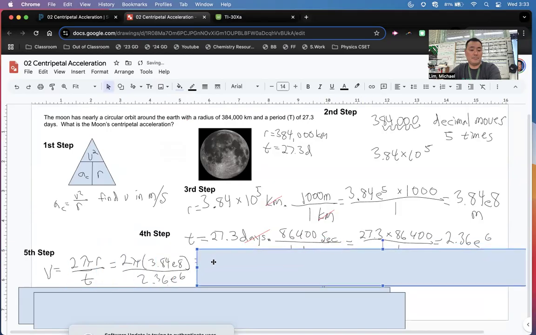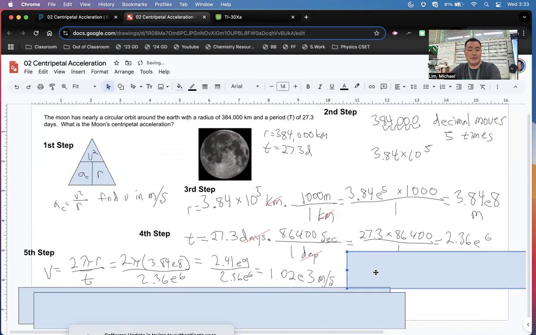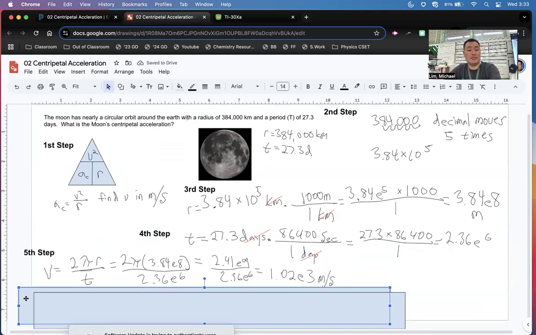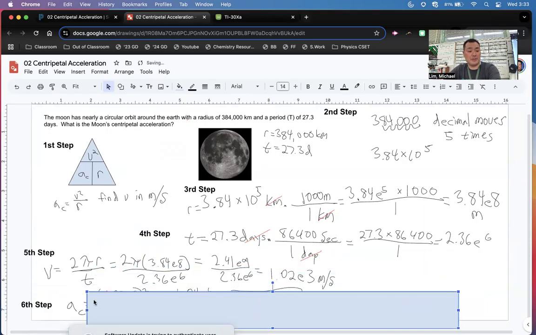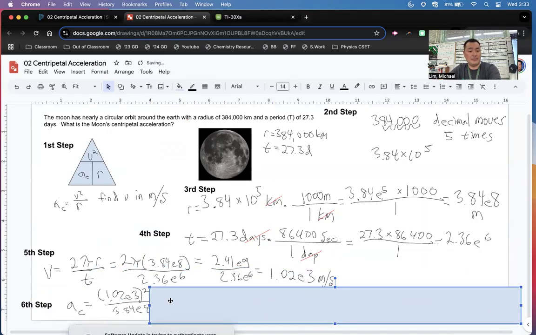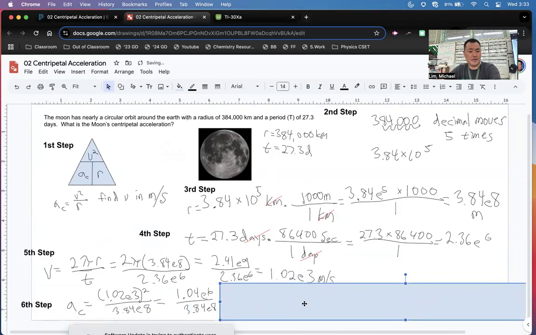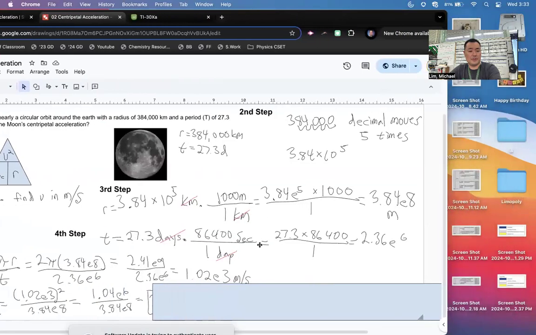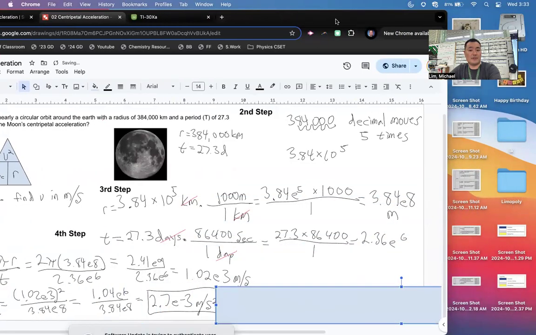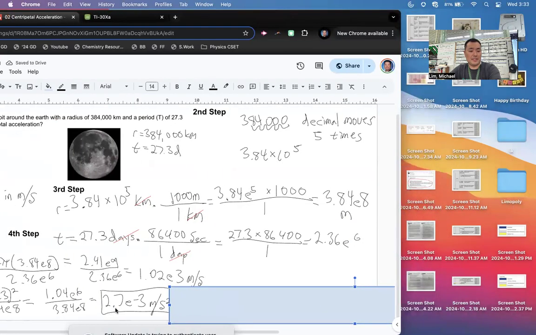Plug in, simplify, divide. And this is our velocity that we plug into our acceleration equation. Plug in, simplify, and then that's our final answer. 2.7 E to the negative 3 meters per second squared.